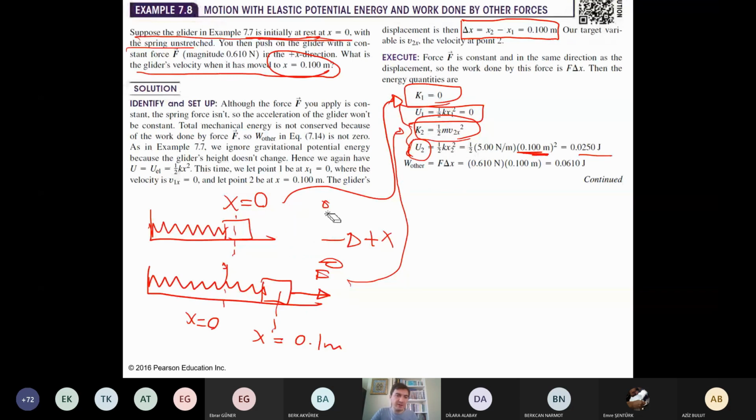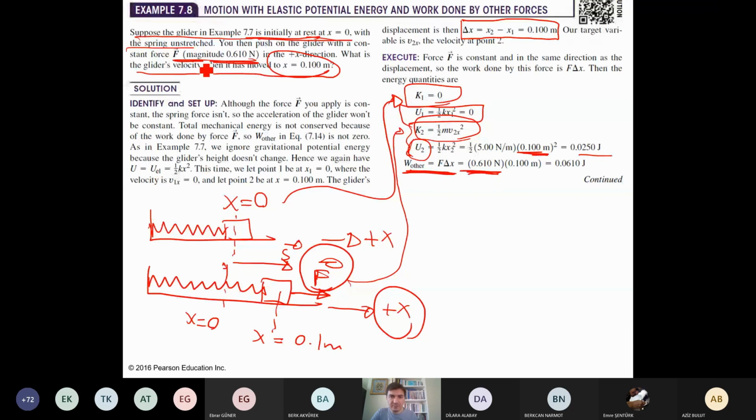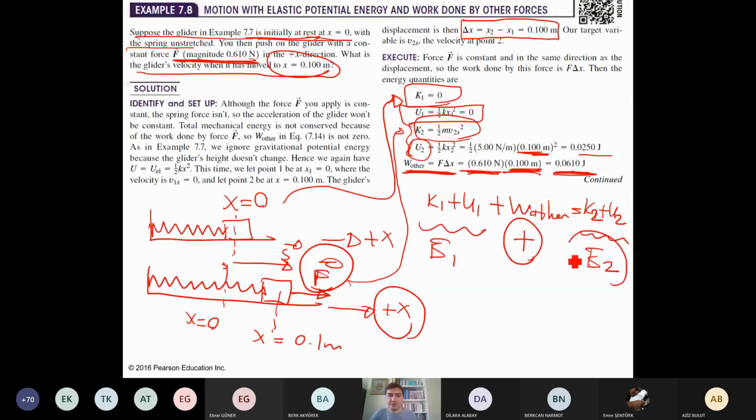So what about the displacement? Displacement is along the positive x, and the applied force is also along the positive x, so V other will be positive due to this applied force. And I know the force, whose magnitude is given in the question, and I know the displacement delta x, then I can calculate the V other. So just put all these things into the equation. How to do that? K1 plus U1 plus V other is equal to K2 plus U2. Since this V other is positive, the final mechanical energy is increased. So we will have bigger mechanical energy compared to the initial case due to the positive V other due to the applied force.